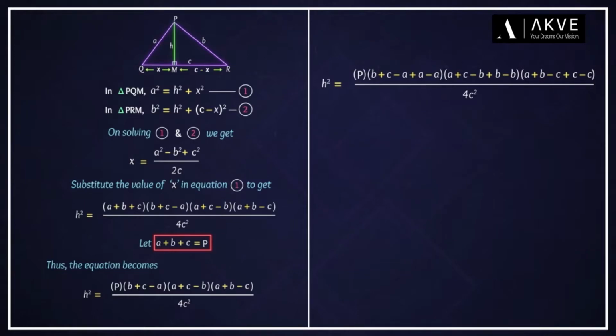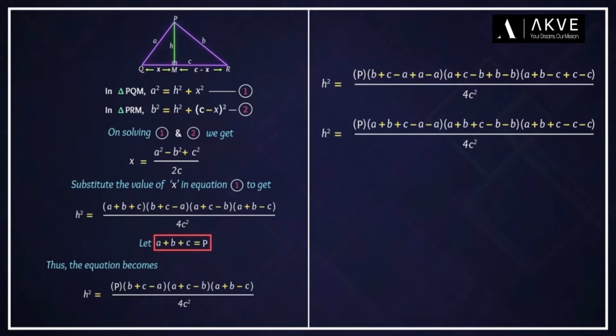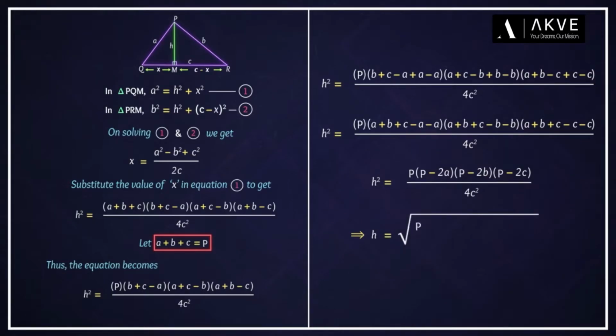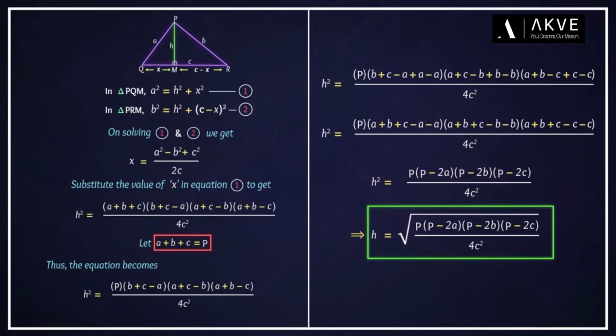in the last bracket. And by doing so, we get h squared is equal to p into p minus 2a into p minus 2b into p minus 2c, whole divided by 4c squared. This implies h is equal to square root of p into p minus 2a into p minus 2b into p minus 2c, whole divided by 4c squared. So, finally we got the value of h in terms of a, b and c. Remember that p is equal to a plus b plus c.